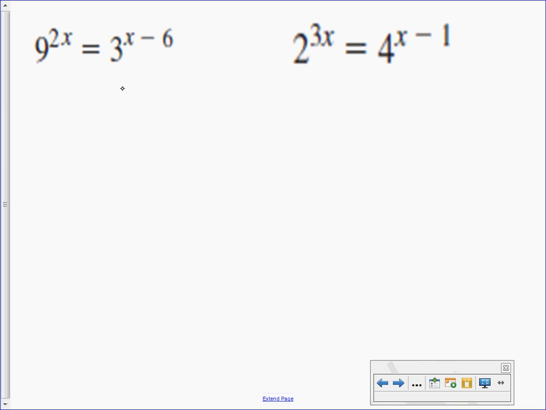So I'm looking at these two guys. 9 to the 2x equals 3 to the x minus 6. What do you think the common base is going to have to be between a 9 and a 3? 3, good. So which one do you have to rewrite? The 9. Excellent. So 9 is the same thing as 3 to what power? 3 squared. So this becomes 3 to the 2 times 2x equals 3 to the x minus 6. What do you wind up with then?